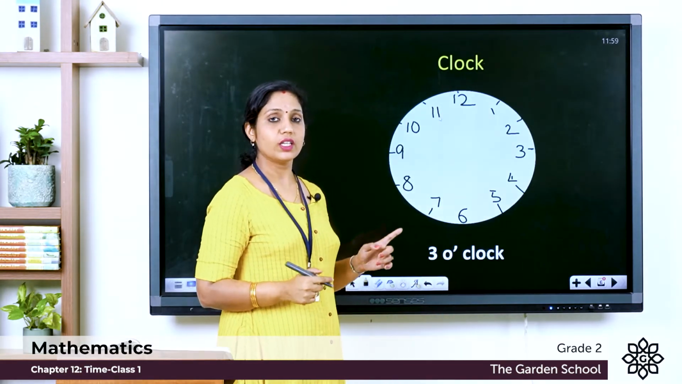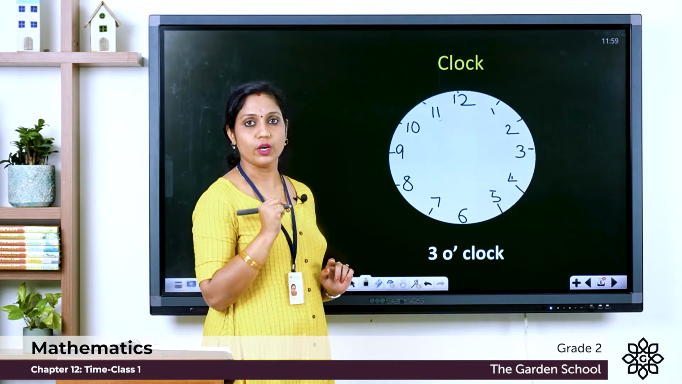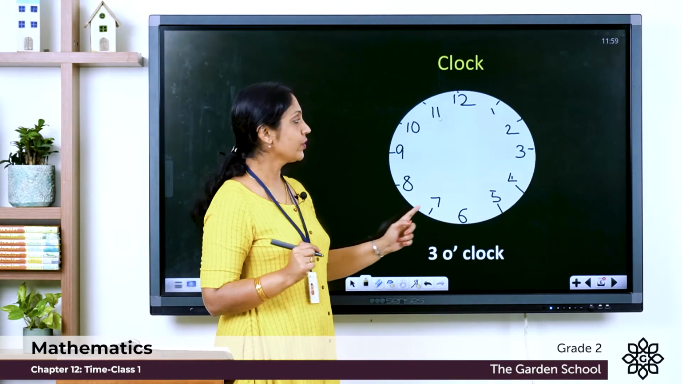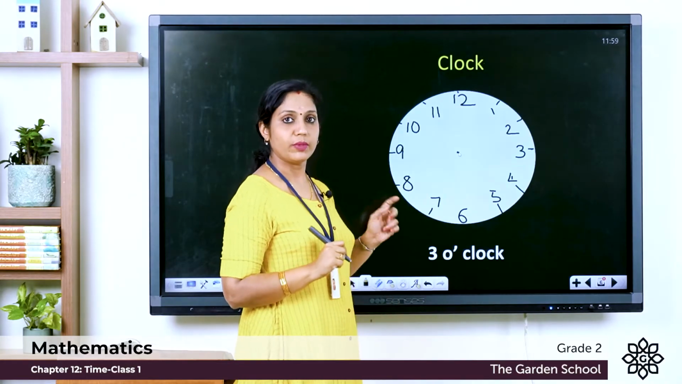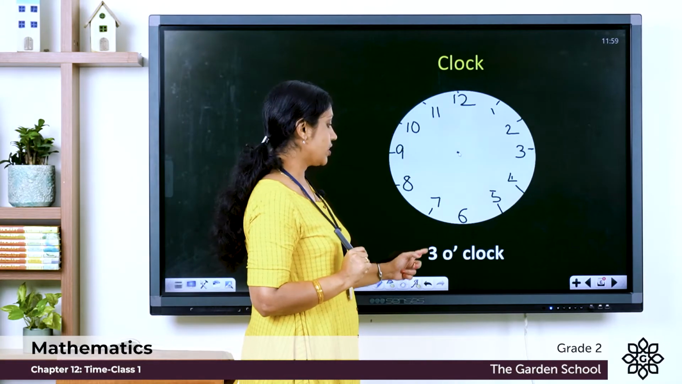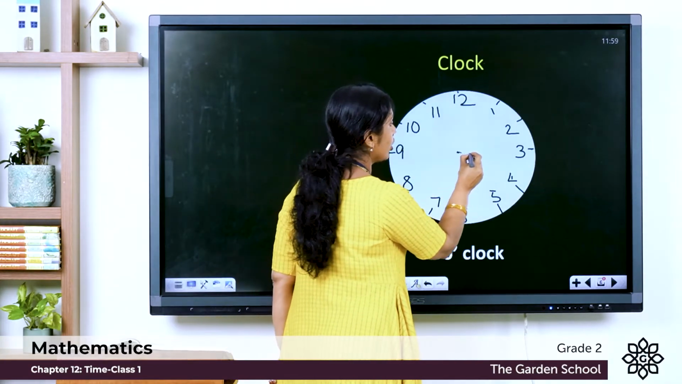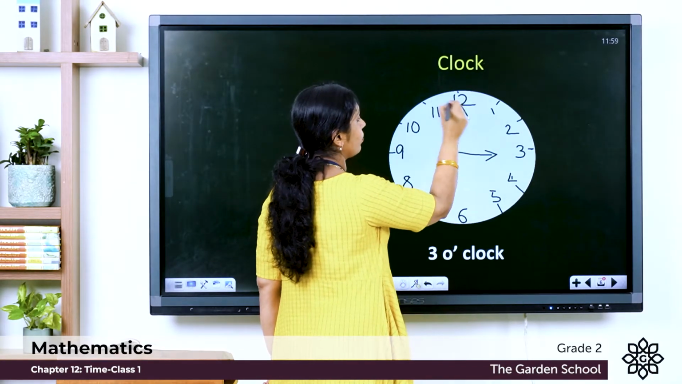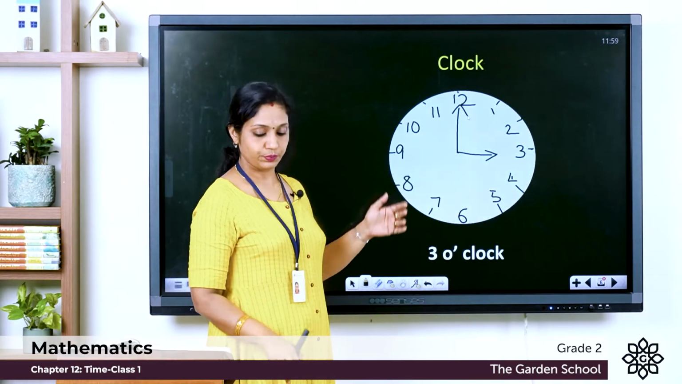When it is 3 o'clock, the hour hand, that is the short hand, should be on 3 and the minute hand should be on 12. For that we have to find out the center of the circle. So this point should be the center of this circle. From there we have to start drawing the hour hand and the minute hand. So if it's 3 o'clock, the hour hand should be at 3. So the short hand should point towards 3 and the minute hand, that is the longer hand, should point towards 12. Now you can say that this clock is showing 3 o'clock.